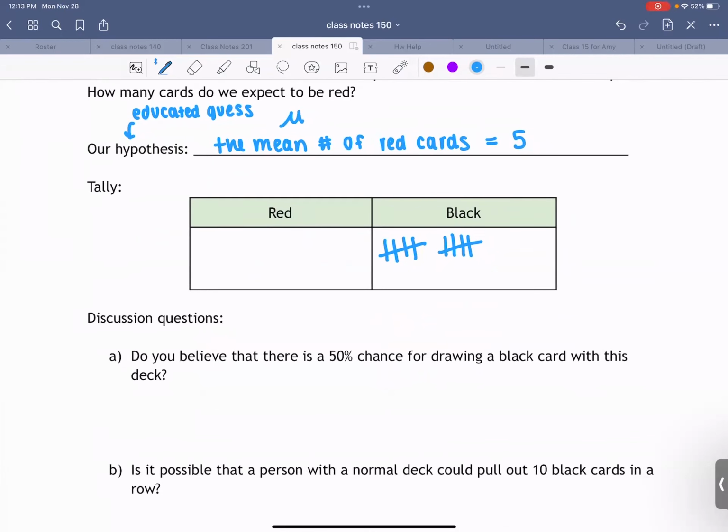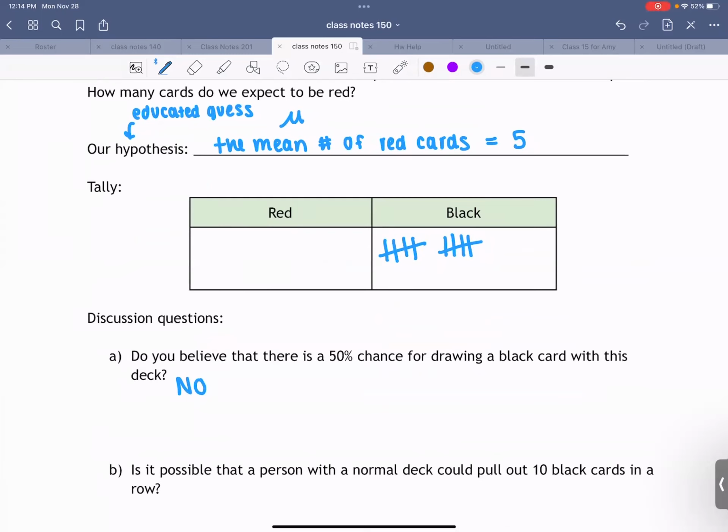Do you think this deck has a 50% chance of drawing a black card? Yes. Maybe higher than that. Yeah, maybe 100% chance, right? That sounds a little bit better. Yeah, I don't think there's a 50% chance of drawing a black card with my deck here.